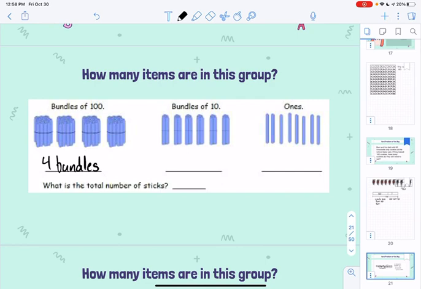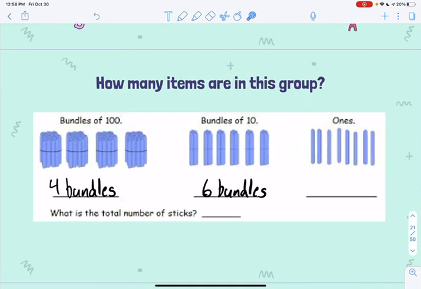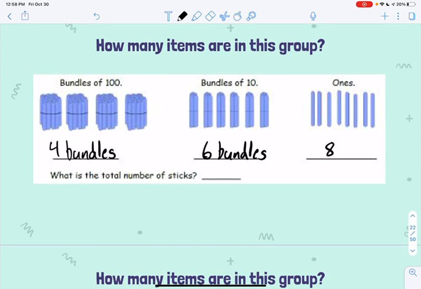How many bundles of 10 do I have? 1, 2, 3, 4, 5, 6. I have 6 bundles of 10. How many ones do I have? 1, 2, 3, 4, 5, 6, 7, 8. I have 8 ones. Now, how much do 4 bundles of 100 equal?